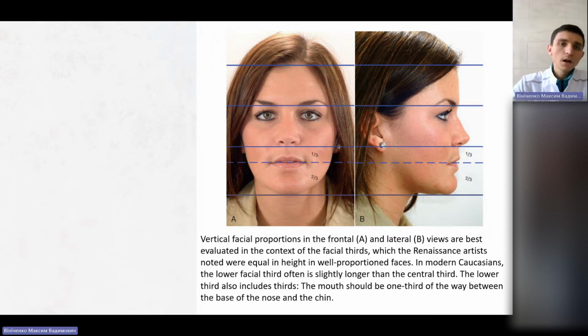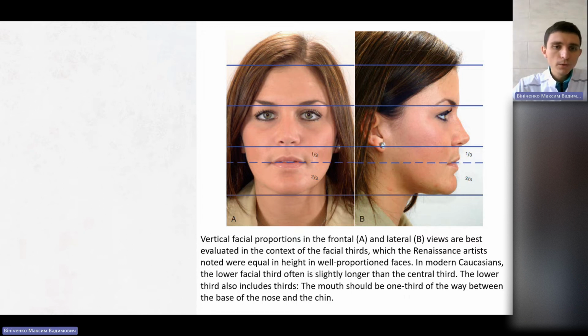Best evaluated in the context of the facial thirds. So here is the first third, the second third, and the third third, which the Renaissance artists noted were equal in height in well-proportioned faces. In modern Caucasians, the lower facial third often is slightly longer, so this lower third is slightly longer than the central third. The lower third also includes thirds.